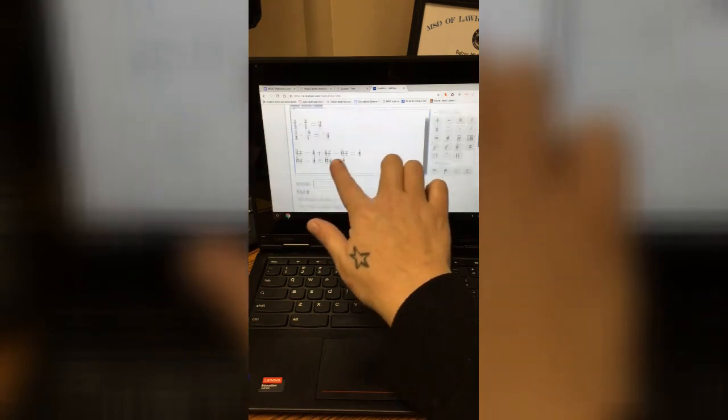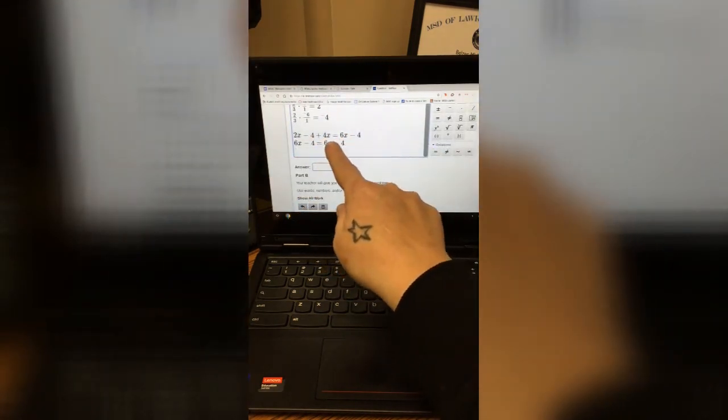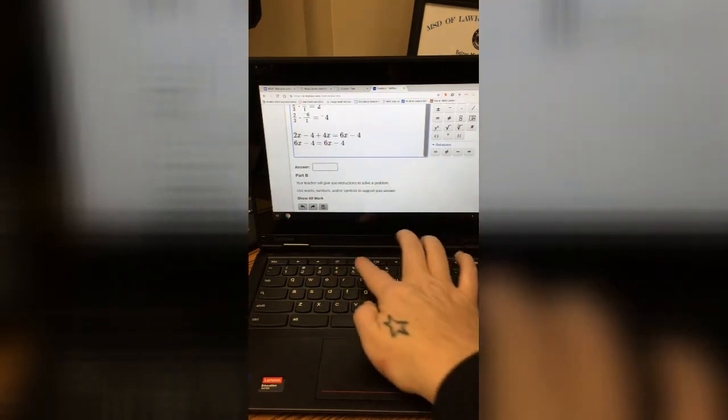Well, we always do the opposite operation, right? Or add the opposite. So if I'm working on this side, I would normally move everything to the left, right? So what's the opposite of 6x? The opposite of 6x is going to be negative 6x. And whatever I do to one side, I do to the other.